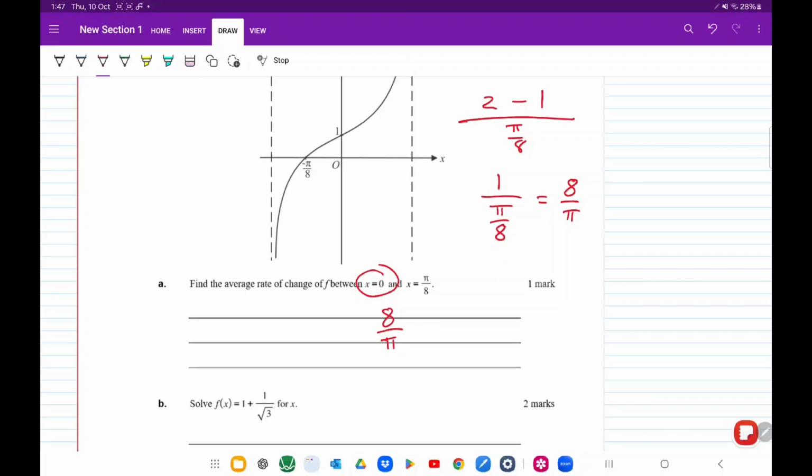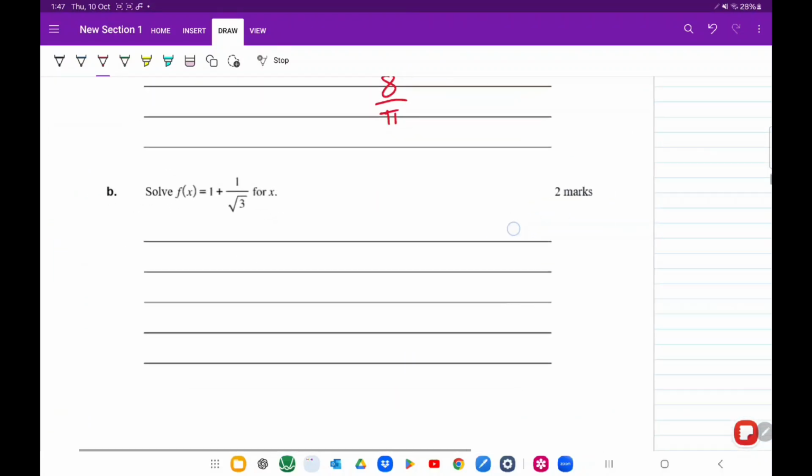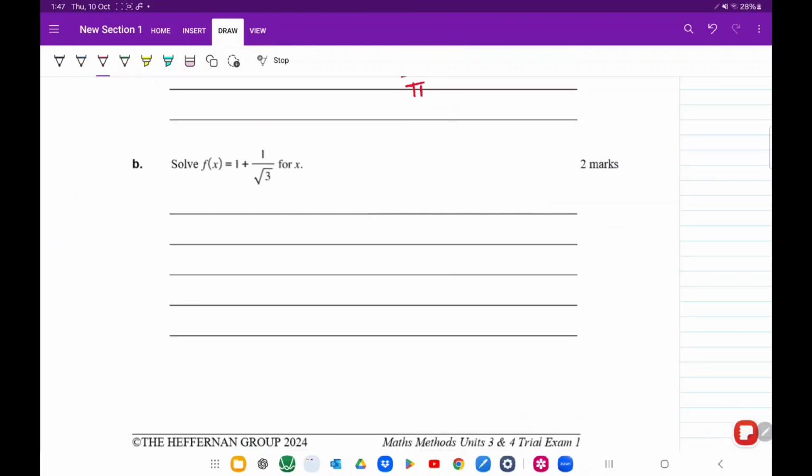All right, now the next question is asking us to solve for this particular equation. If we write f of x down, f of x was tan 2x plus 1, and we're making that equal to 1 plus 1 over root 3. To solve this equation, we need to first rearrange. So we get tan 2x is equal to 1 on root 3, otherwise root 3 on 3.